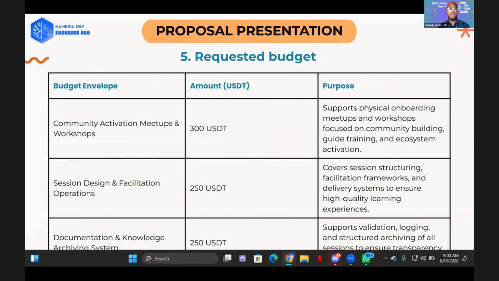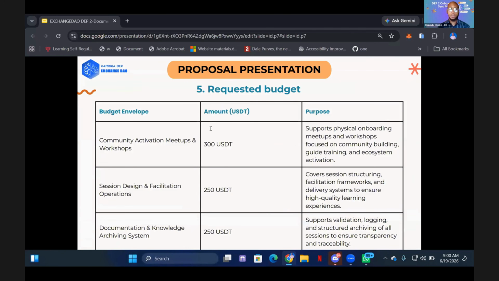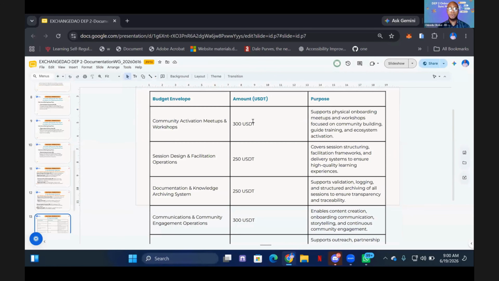Then our budget request. We are allocating 300 USDT for community activation meetups and workshops. We're going to have physical meetups in different communities with a high concentration of participants and DAO members. We host these meetups, engage them, tell them about the CED platform, and interest them in it. The next is session design and facilitation, which will be allotted 250 USDT.